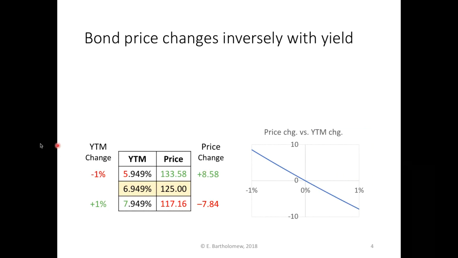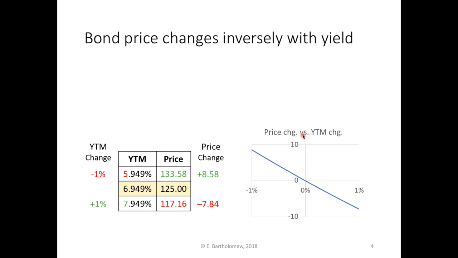Okay, now bond price changes inversely with yield. So that means if we reduce the yield to maturity, so if we go from 6.949 to 5.949, or increase it and go to 7.949, we'll get different prices. And when the yield goes down, the price goes up, and vice versa. And you'll notice here that they changed in opposite ways by about the same amount, but not exactly the same amount. So if we were to look at this in a graph, it would look like almost a line.